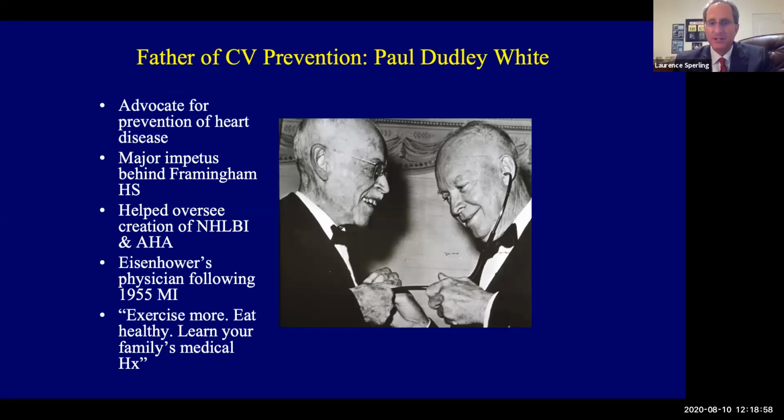This photograph here introduces all of you to the father of cardiovascular prevention, Paul Dudley White. Dr. White was an advocate for the prevention of heart disease. He was a major impetus behind starting the Framingham Heart Study. He helped to oversee the creation of the NHLBI and start the American Heart Association. And he became President Eisenhower's physician following President Eisenhower's myocardial infarction in 1955.